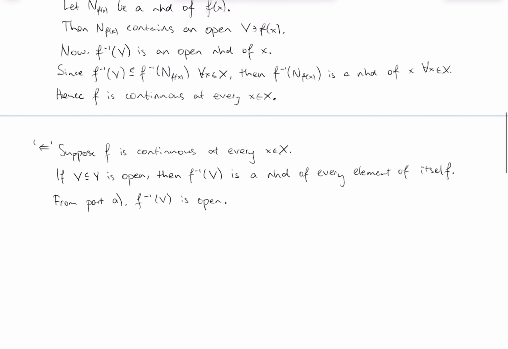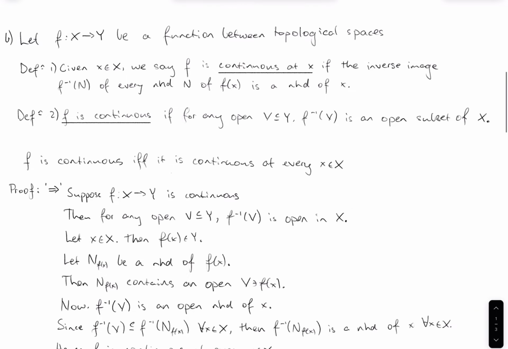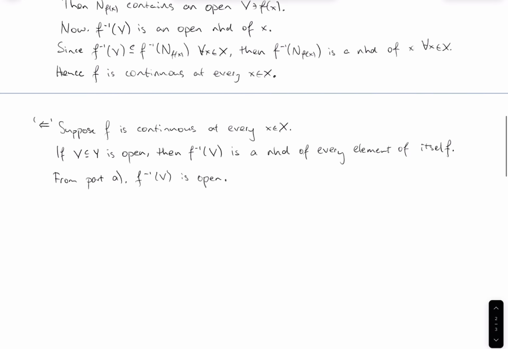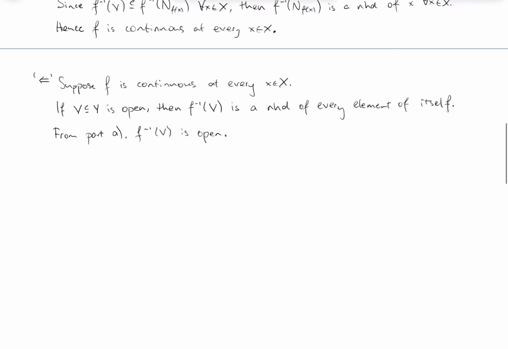We want to show that f is continuous. So we're only taking open sets in Y, showing that their pre-image is open in X. We took an arbitrary open set in Y and took its pre-image. We know it's a neighborhood of every element of itself, because the function is continuous at every x in X. And from part A, its pre-image must be open as well. Well, that's the definition of continuity of the entire function. So f is continuous.